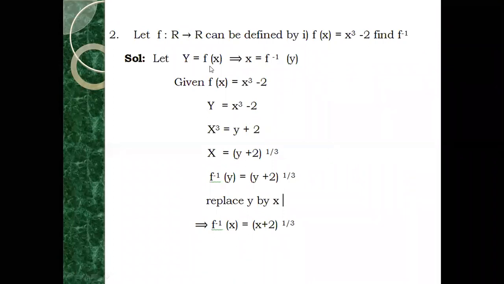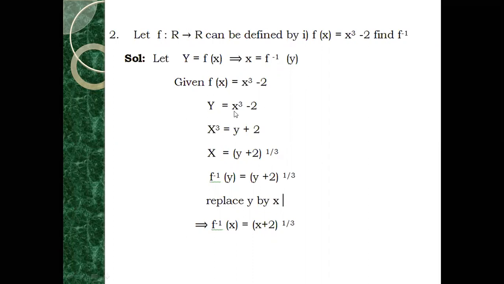Okay, so let y is equal to f of x. So from this, x is equal to f inverse of y. So given f of x is equal to x cube minus 2. But f of x is equal to y, so y is equal to x cube minus 2.